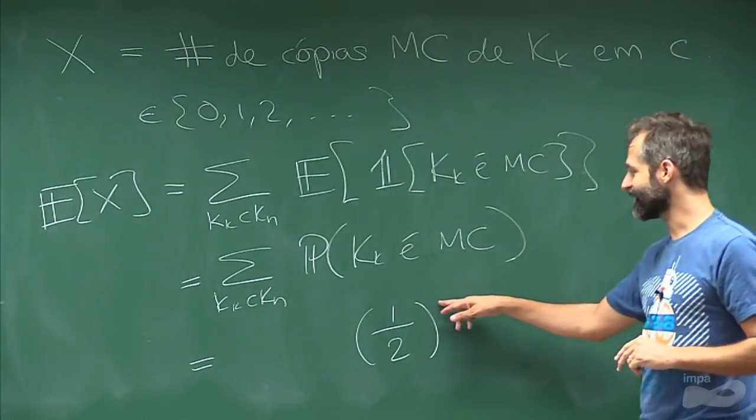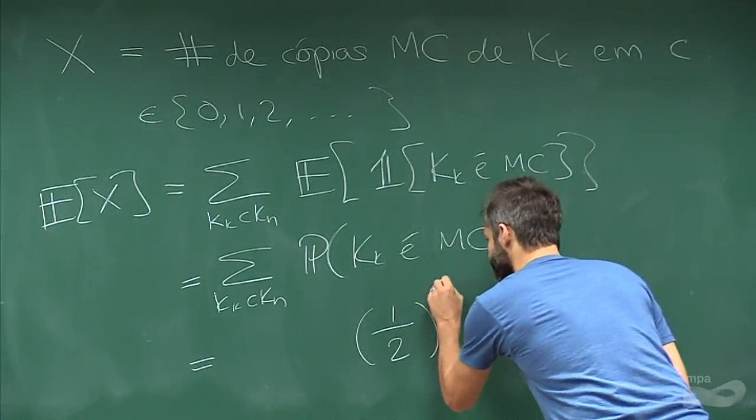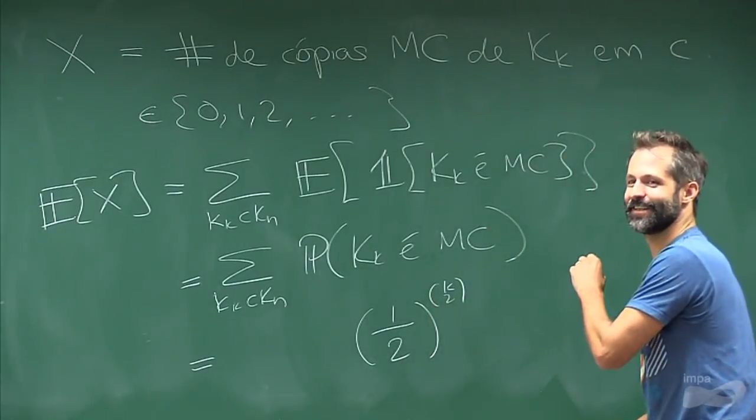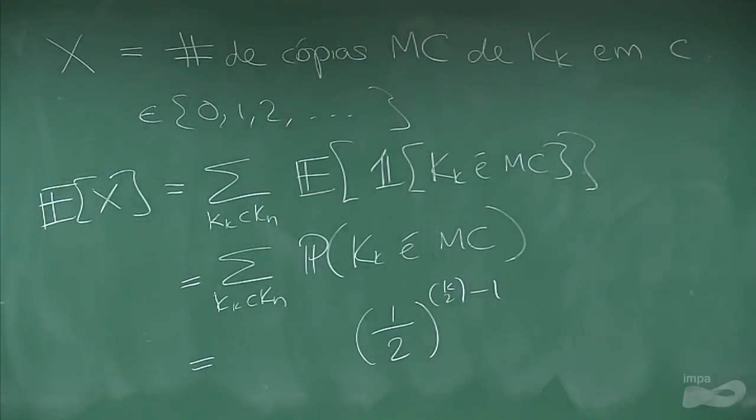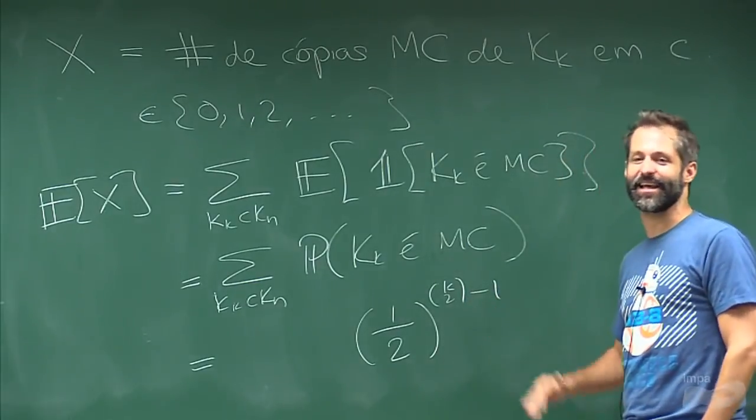There was a guess that it was k minus 1. Not quite. K choose 2, minus 1. Thank you. Because there are 2 colors it could be. The first edge can be whatever, and the others all have to be the same. K choose 2 is just the number of edges. So the probability that a particular K_k is monochromatic is exactly this.